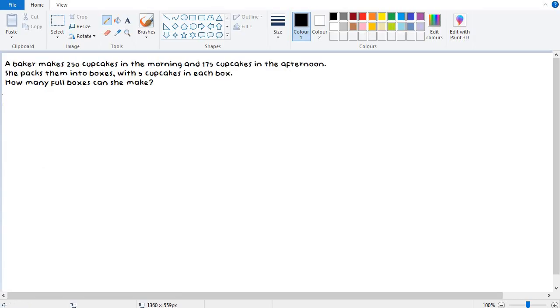A baker makes 250 cupcakes in the morning and 175 cupcakes in the afternoon. She packs them into boxes with 5 cupcakes in each box. How many boxes can she make? So we're going to look for the keywords, which are each and boxes.